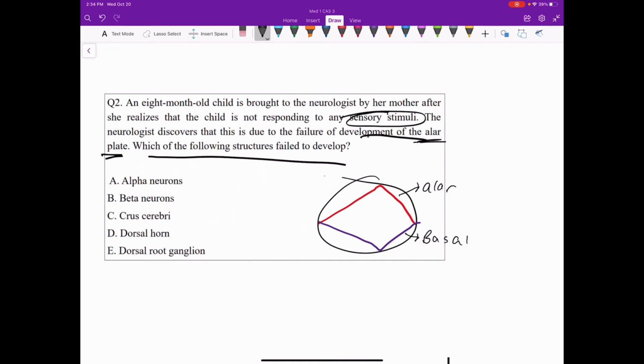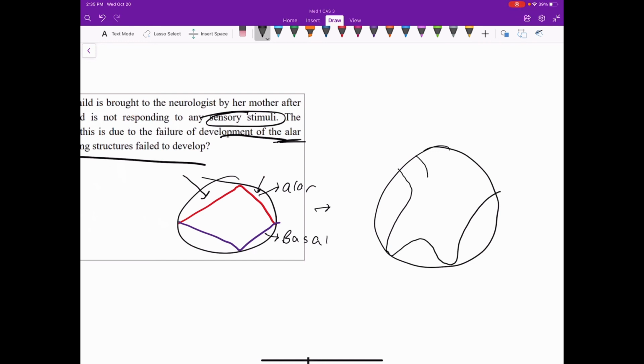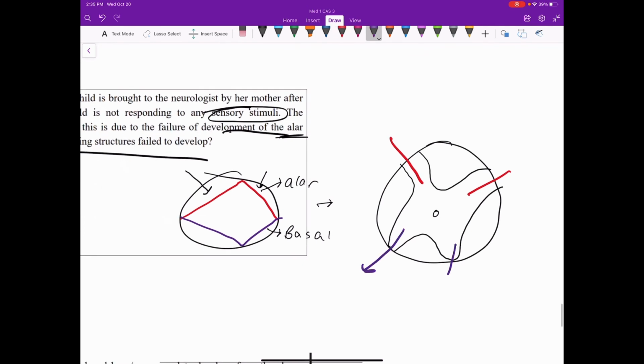Okay, so what was the alar plate? Well, it had things coming in, right? Let me draw a nice structure of it. So with a nice drawing, looks like this. And then we also had like that, if you remember. Okay. And then the alar plate was the red, right? And the basal plate was the purple. Okay, the alar plate was the posterior gray horn. And what was the basal? Well, that's going to be the anterior gray horn. This is going to be motor. So this was motor supply. This was sensory supply. Okay.